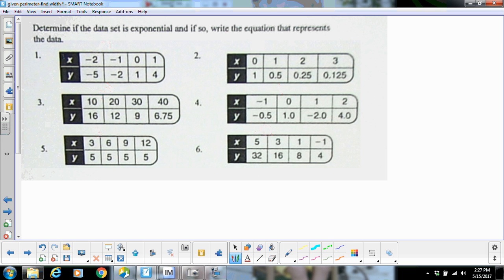Okay, then I'm going to look at the bottom. All right, so on the bottom here, you're going to notice that we're adding 3. So that means this is not geometric on the bottom, so it is not exponential.